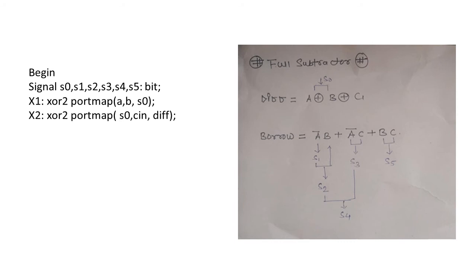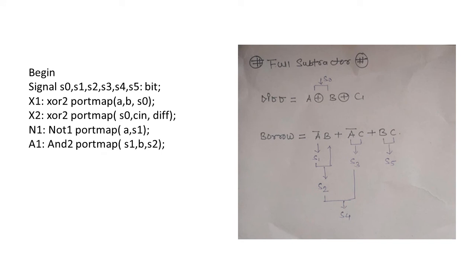That is why the first signal required will be S0. Similarly, for A bar we will use S1. For the product of A bar and B we will use S2. For A bar and C we will use S3. For B and C we will use S5. And for the addition of S2 and S3 we will use S4. Finally, you can see that if I use an OR gate with one input S4 and another input S5, its output will be the borrow, BOR.